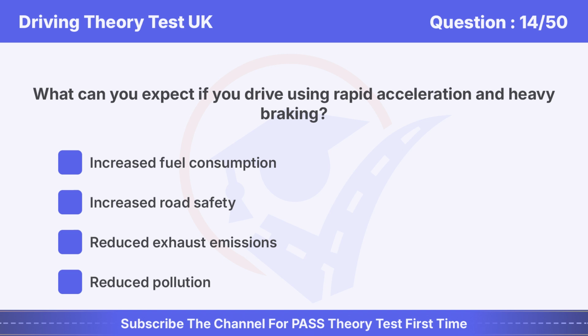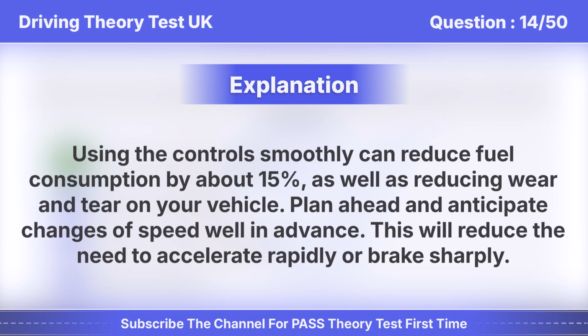Question 14. What can you expect if you drive using rapid acceleration and heavy braking? Answer is A. Increased fuel consumption. Using the controls smoothly can reduce fuel consumption by about 15%, as well as reducing wear and tear on your vehicle. Plan ahead and anticipate changes of speed well in advance. This will reduce the need to accelerate rapidly or brake sharply.